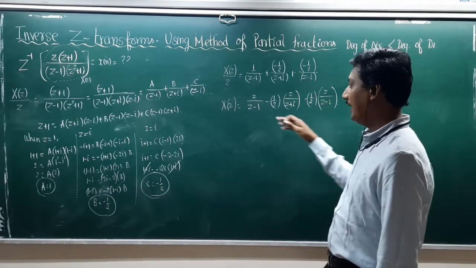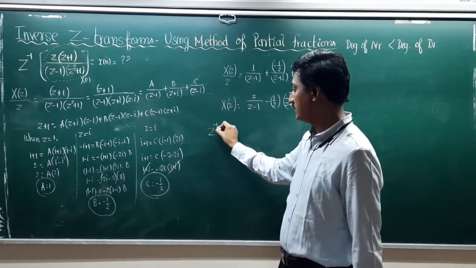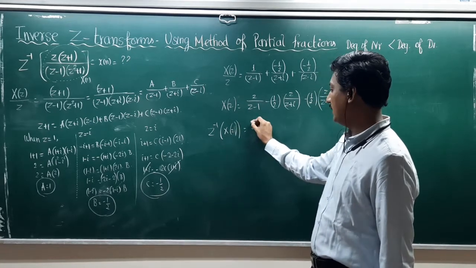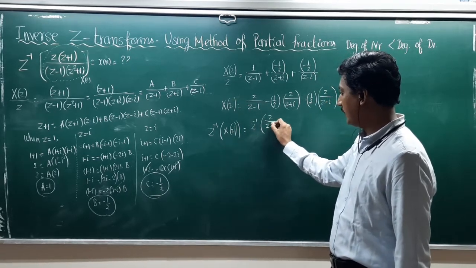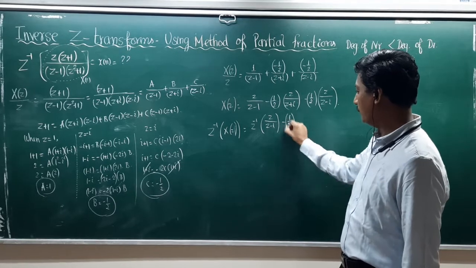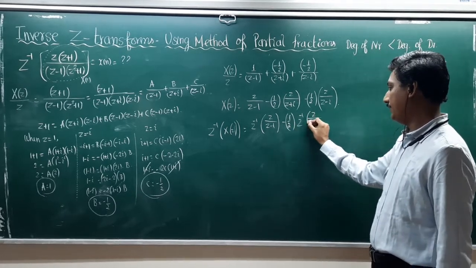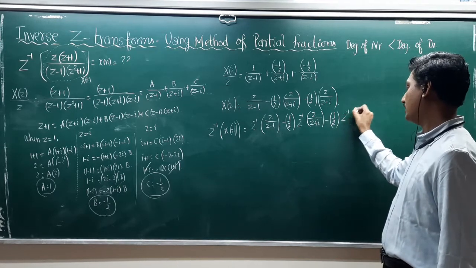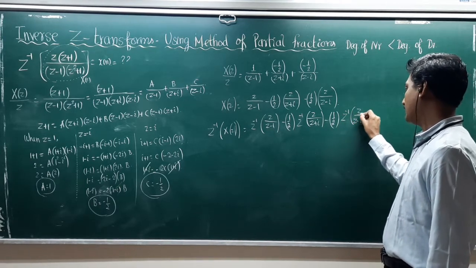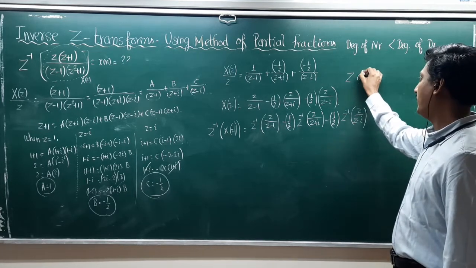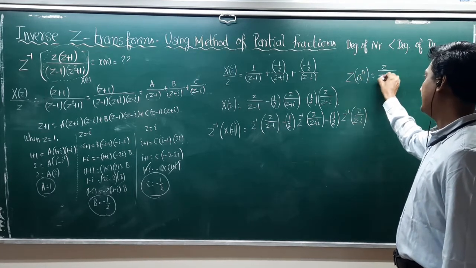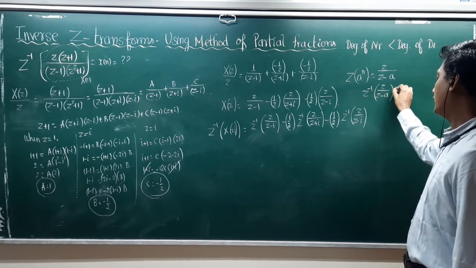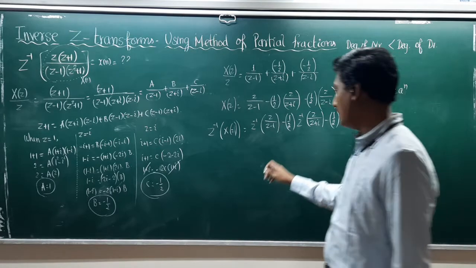So let us take the inverse z transform. Let us take the z inverse on both sides, we get z inverse of X of z is equal to z inverse of z by z minus 1, minus 1 by 2 into z inverse of z by z plus i, minus 1 by 2 into z inverse of z by z minus i. As we already know, the z transform of a to the power n is equal to z by z minus a, otherwise z inverse of z by z minus a is equal to a power n. Now by using this idea here.